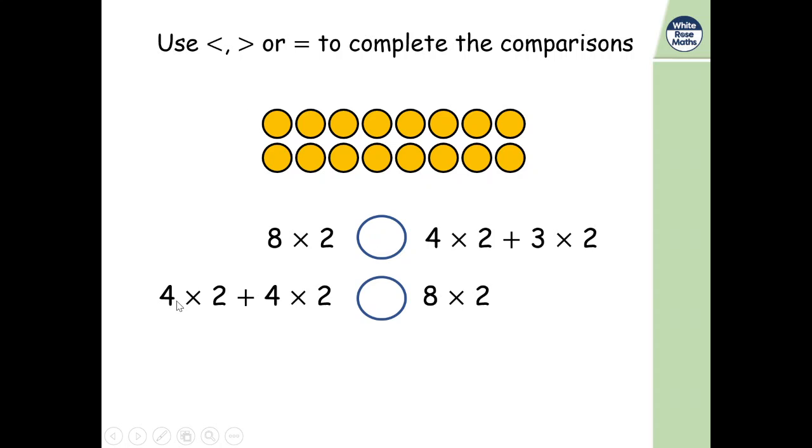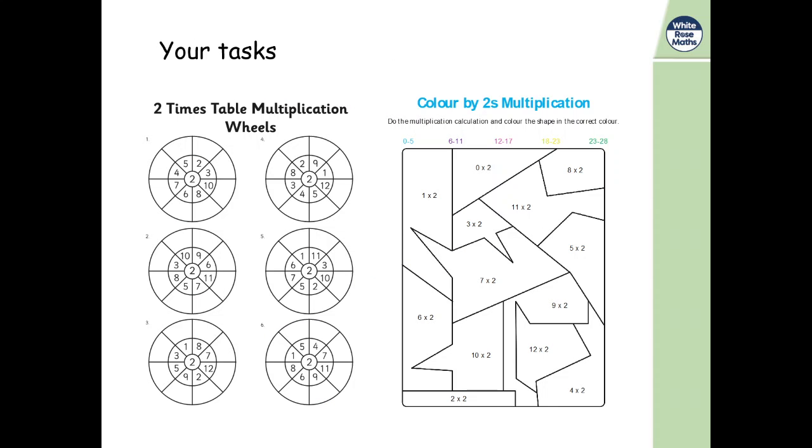For this one, you've got 4, add 4. What does that make? Well, that makes 8, so these ones will be equal. There's our 4 and our 3. That's not the same as 8 times 2. So 8 times 2 is bigger. 4 and 4 is the same as 8 times 2. So it's the same.